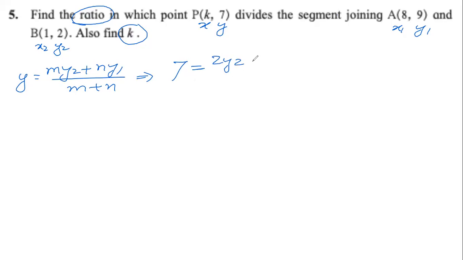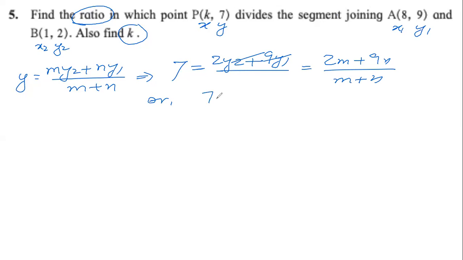Then what is our Y1? Y1 is 9. So 9 Y1. Is it right? Is it not right? It's not right. I should have written 2M plus 9N by M plus N. So we can write 7M plus 7N equals to 2M plus 9N.